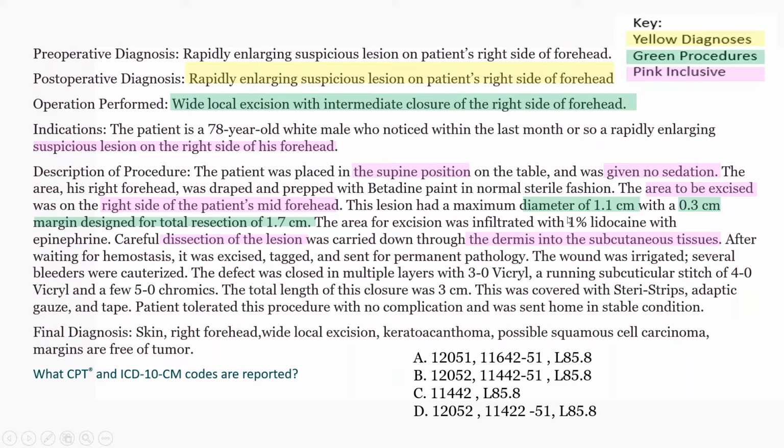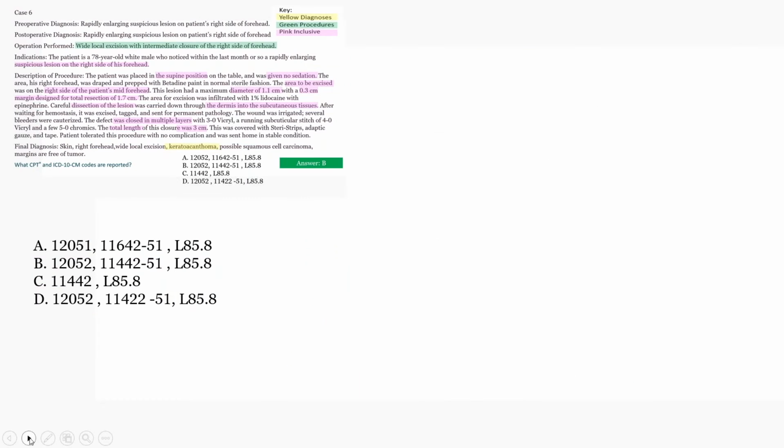Dissection of the lesion was carried through the dermis into the subcutaneous tissues. The defect was closed in multiple layers, and the total length of this closure was 3 centimeter. And the final diagnosis we have is keratoacanthoma. So the correct answer to this question is option B. Option B, yes. I was going through the chats. Okay, let's go ahead to the next step.